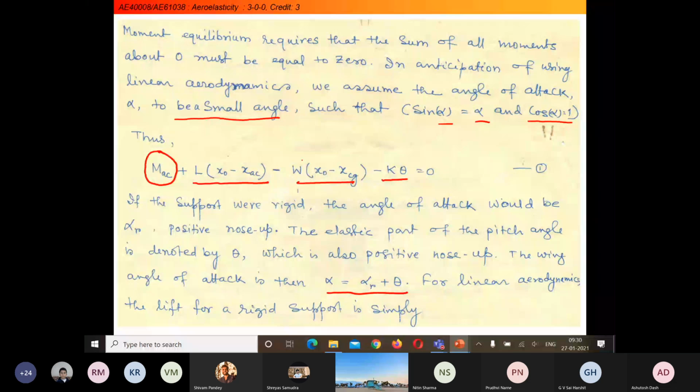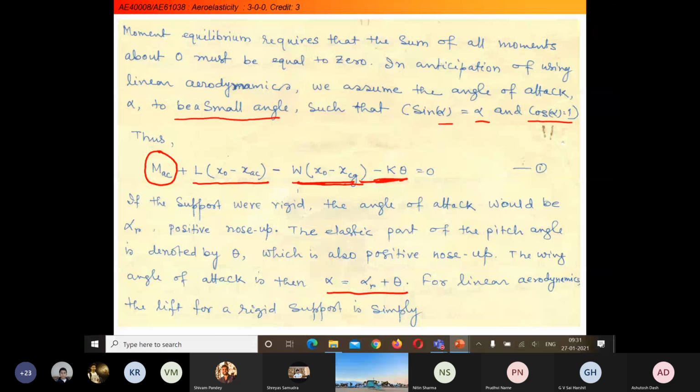In this case, MAC we have considered in the clockwise direction, and lift is also creating moment about the elastic axis in the clockwise direction. So now I am coming to the simplification. For a thin aerofoil section, when we are considering subsonic aerodynamics, CL alpha can be considered as 2 pi.